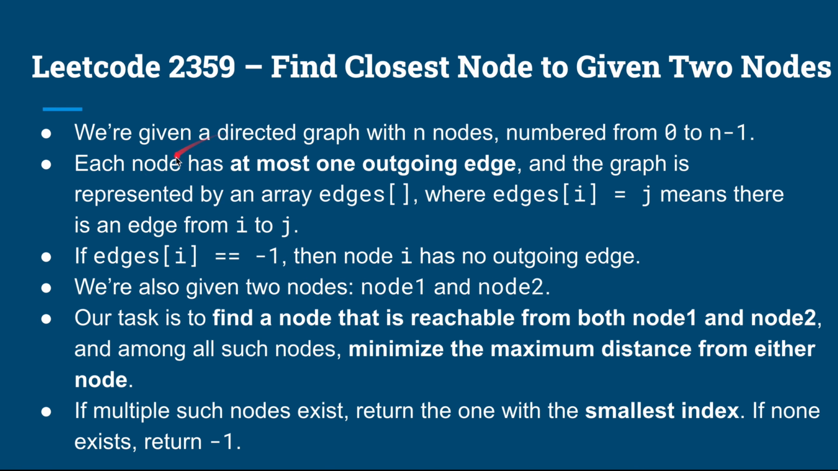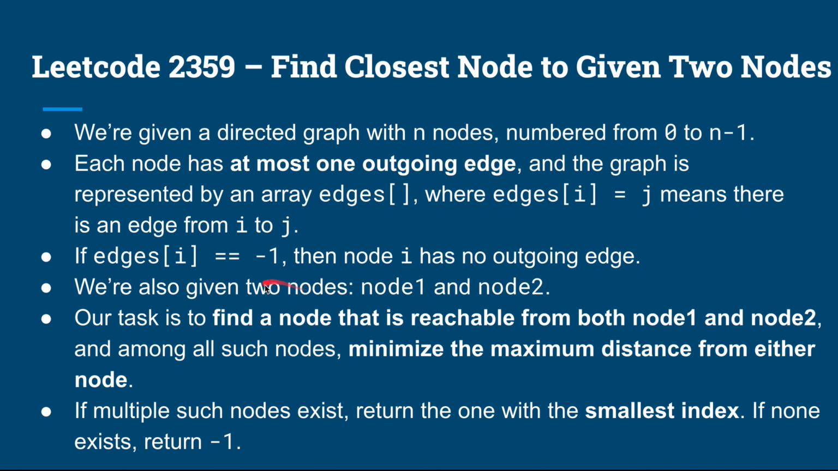Okay, so what are we given? We are given a directed graph with n nodes, labeled 0 to n-1, and each node has at most one outgoing edge. So we are saying that edge at i is j. It means there is an edge from i to j, right? If edge at i is equal to -1, it means i doesn't have any outgoing edge, no outgoing edge there.